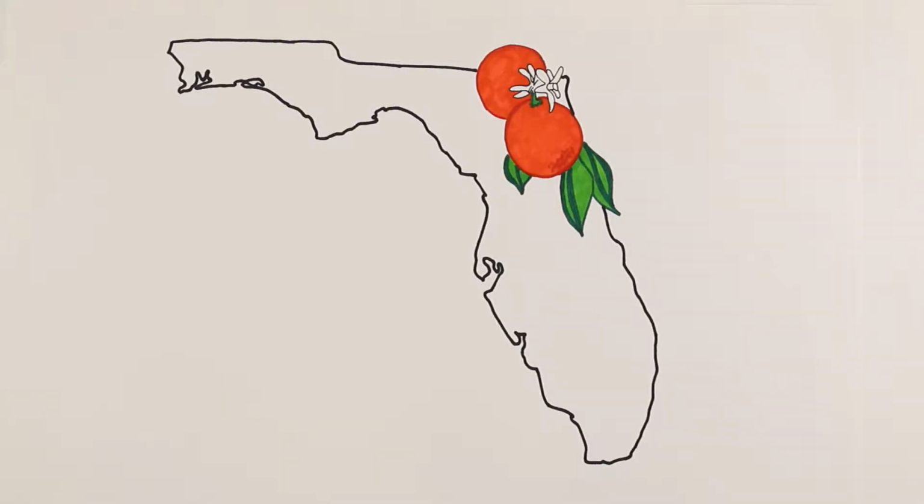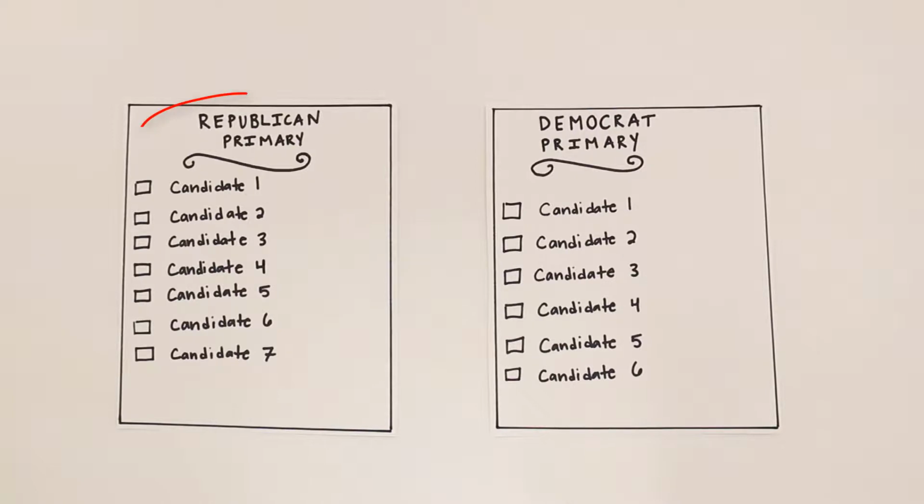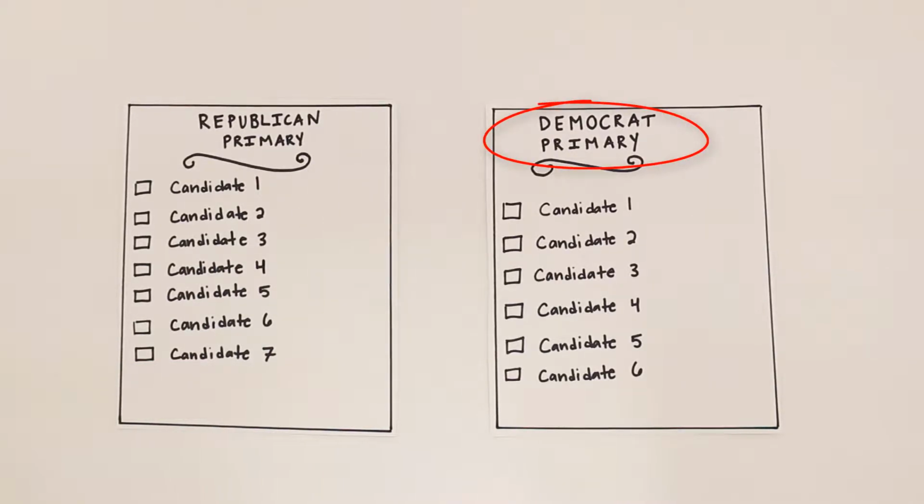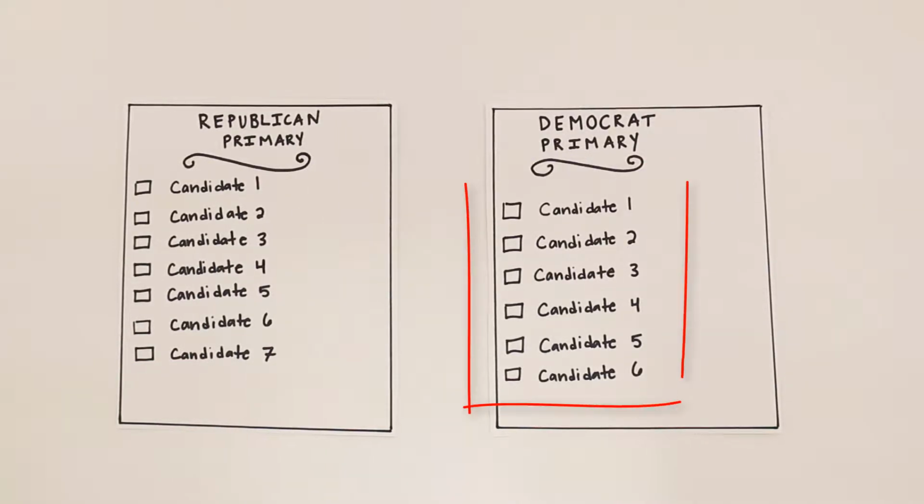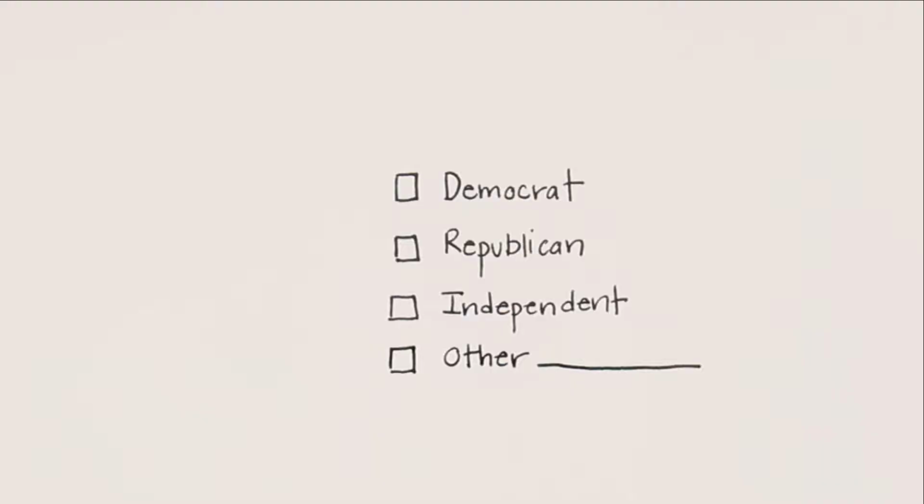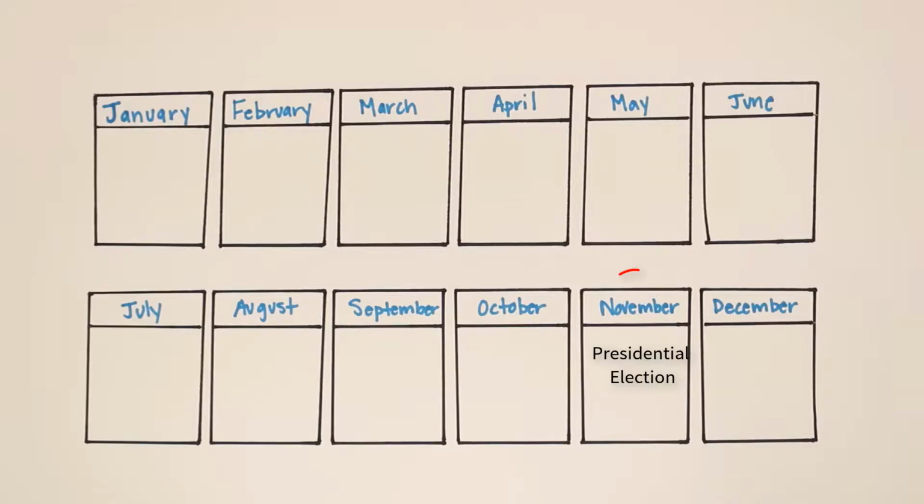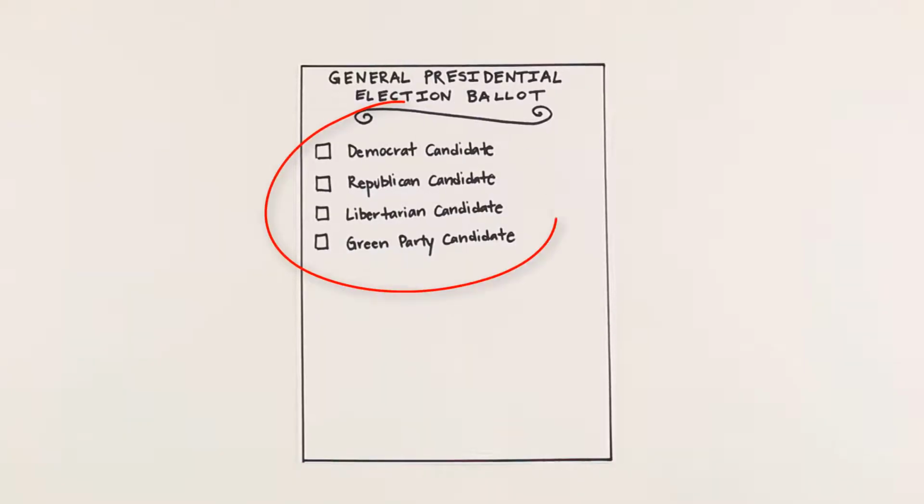Florida, for example, is a closed primary state. This means that if you register as a Republican, you can only vote for the Republican candidates in the primary. Or if you register as a Democrat, you may only vote for the Democrat candidates in the primary. It also means that if you register as an independent, you will not get to vote in a primary election because you are not a member of any political party. However, in the general election for the president in November, you can vote for any candidate you choose, regardless of which political party you are registered with.